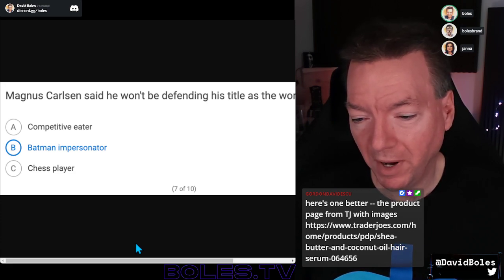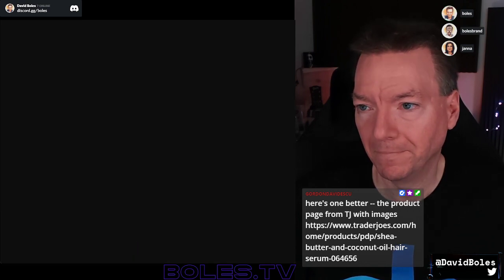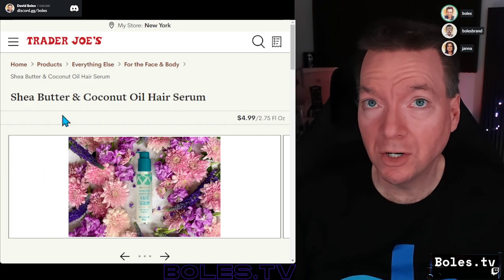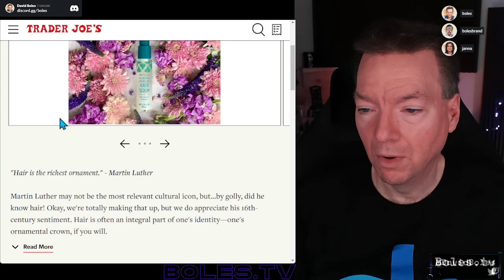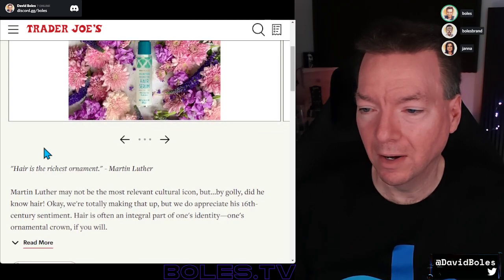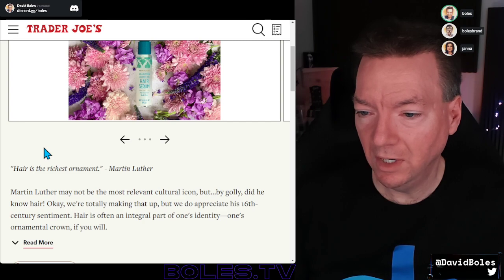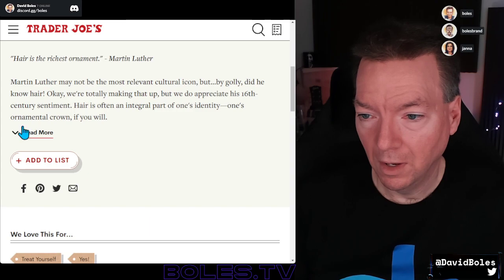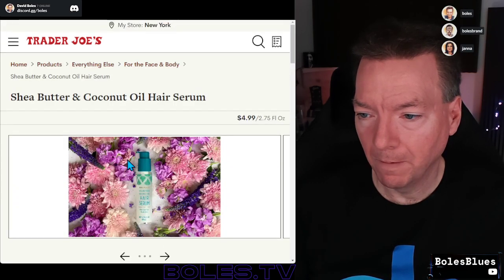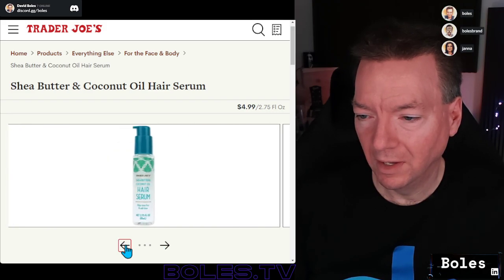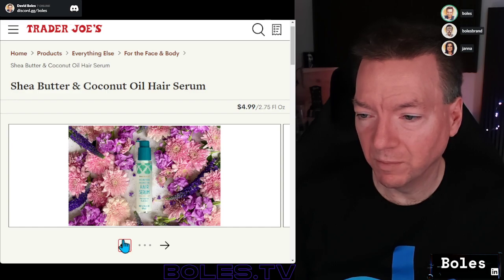Oh, here's one better. The product page with Trader Joe images. Shea butter and coconut oil hair serum. Now, the monster is watching and listening. So, we are hoping she's taking notes. Martin Luther may not be the most relevant cultural icon, but by golly, did he know hair. Okay, we're totally making that up. But we do appreciate his 16th century sentiment. Hair is often an integral part of one's identity, one ornamental crown, if you will. Read more. Oh, there's a lot to read. But there it is. That's what she needs, is that picture. Lovely, lovely, lovely. Oh, that's so fun. We once again thank the commissioner.